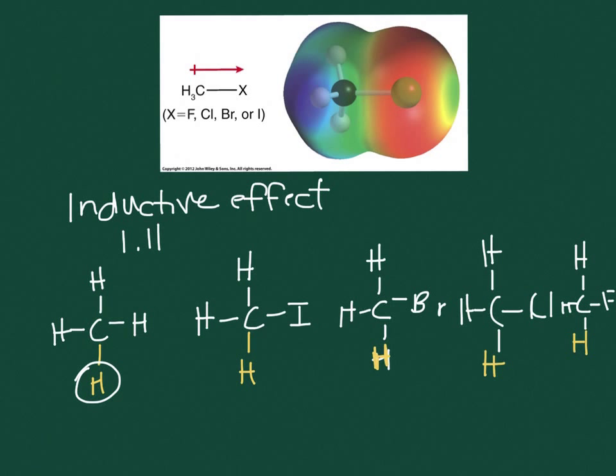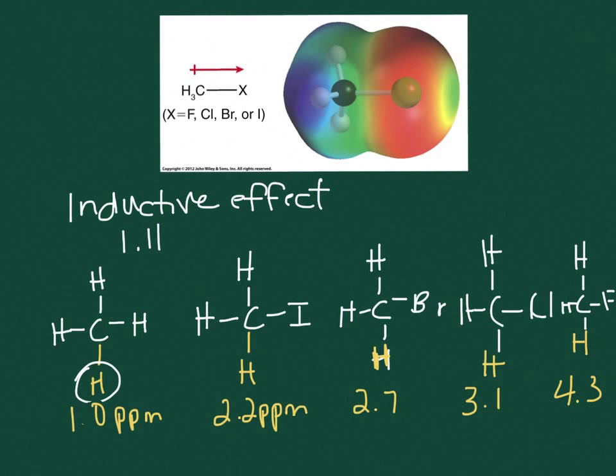And so when we look at the chemical shift without a halogen, it is 1 ppm. When we have an iodine present, it's 2.2 ppm, 2.7 with a bromine, 3.1 with a chlorine, and all the way to 4.3 with a fluorine. The more halogens we add, the more significant the effect.